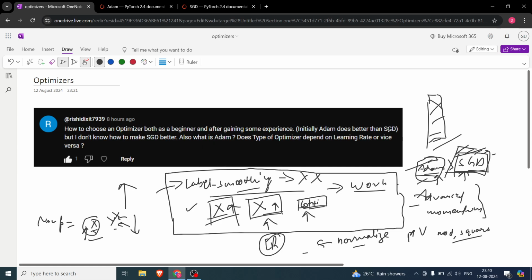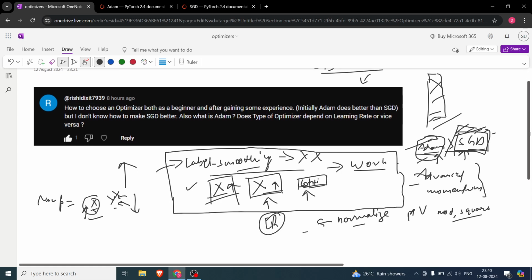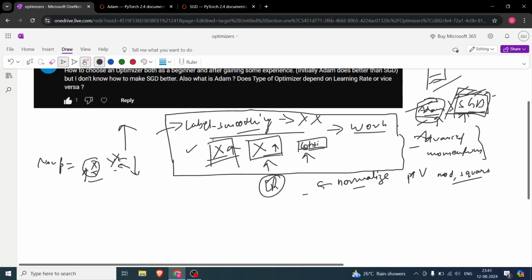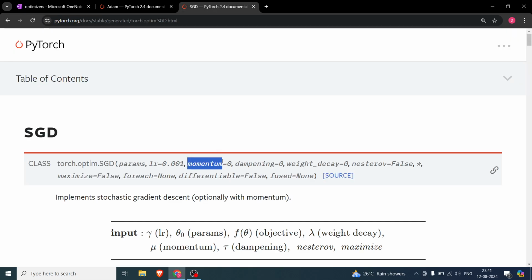Initially Adam does better than SGD. It depends perfectly on the problem. I can guarantee you there will be many problems where SGD, not only in the beginning but throughout, will outperform Adam. So I think you are talking about some specific examples, and it can happen, trust me, it happens all the time. This is about deep learning. All these things come through experience. I don't know how to make SGD better, but definitely look into the documentation. See, momentum is there, dampening is there, weight decay is there. Try everything. That is how you do it.